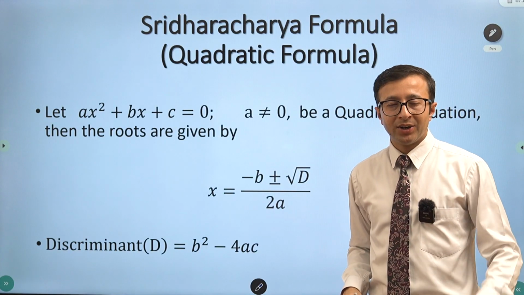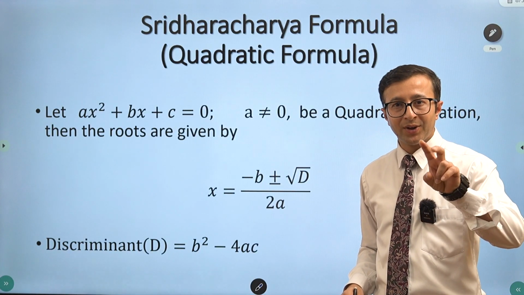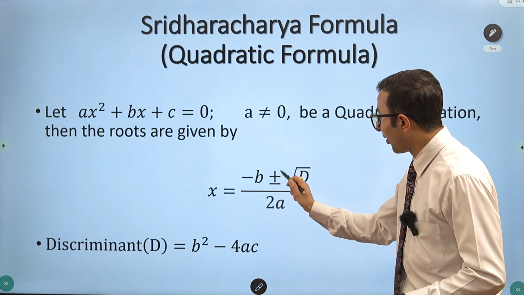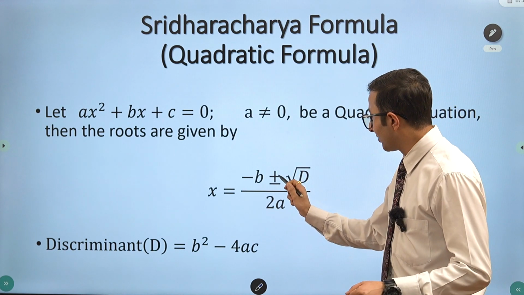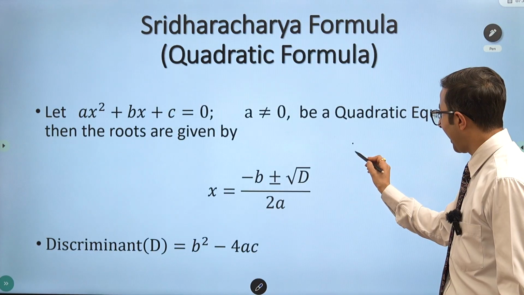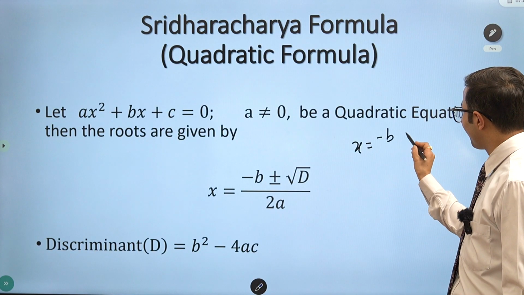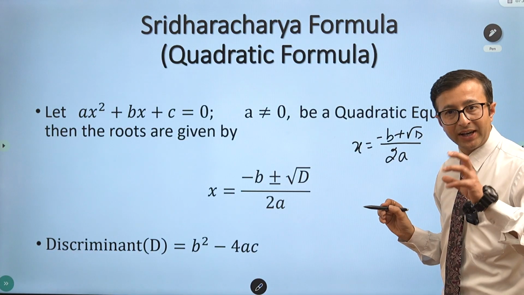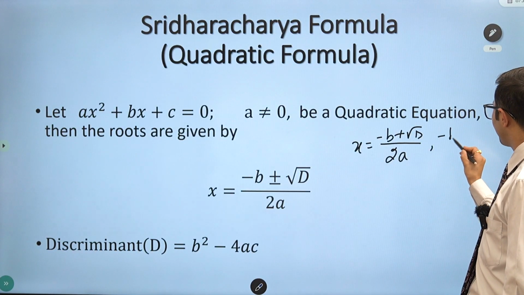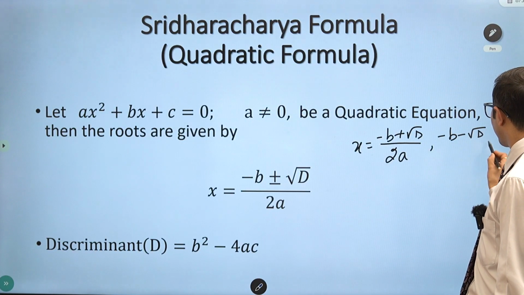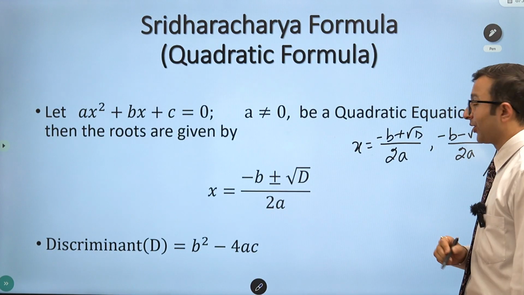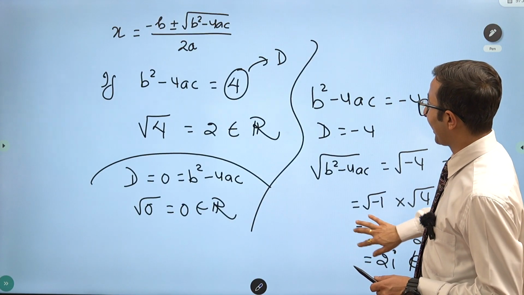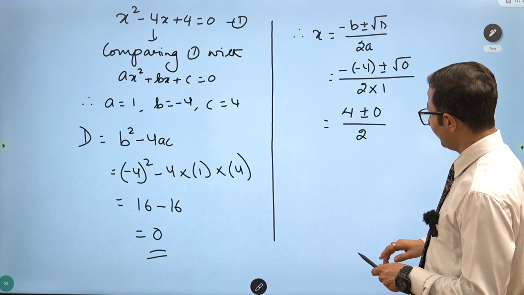A quadratic equation should have two roots, and those two roots can be obtained by using the plus and minus sign. If you use the plus sign, x is equal to minus b plus square root d divided by 2a. It gives us one of the roots. If you use minus b minus square root d divided by 2a, you will get another root. That's why there is a plus minus sign.